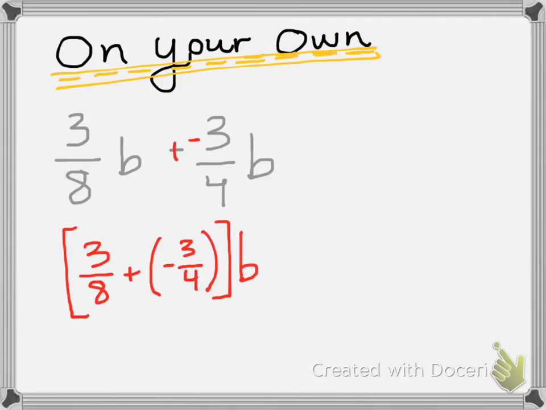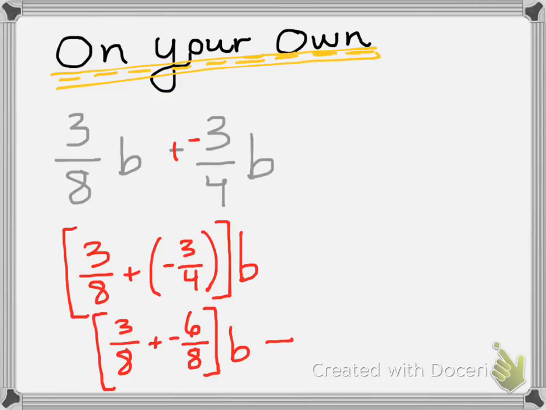Okay, now I'm going to go ahead and add straight across, but wait up. I have to change the denominators into a like denominator, a common one. And so I found that it was 8. And whatever I did to the bottom, to the 4, I had to do to the top, and I multiplied it by 2. So that's how I got that negative 6 over there. Okay? And it's still multiplied by b. Now I can go ahead and do that, and my answer is negative 3/8 b.